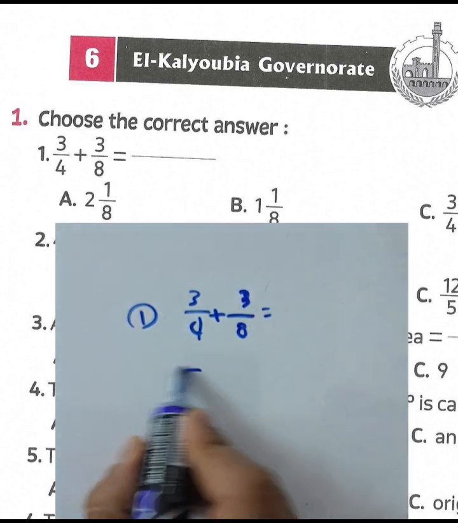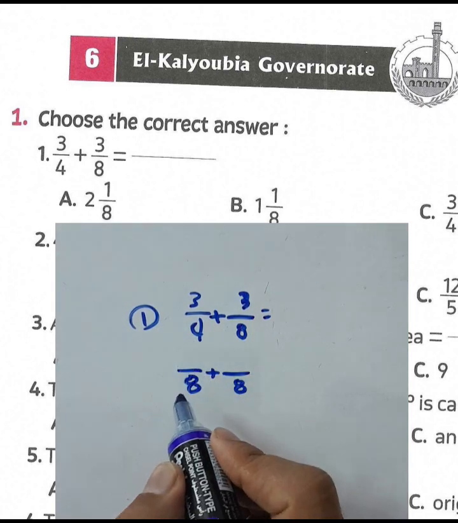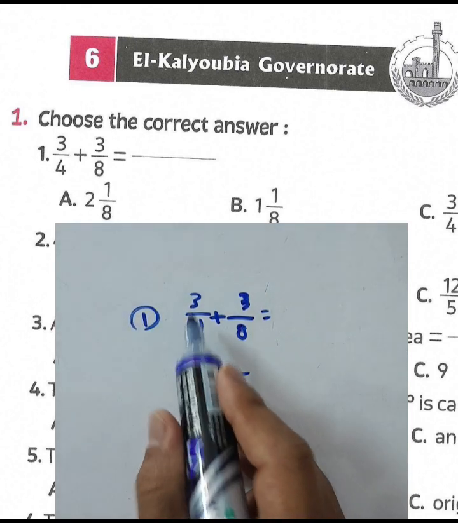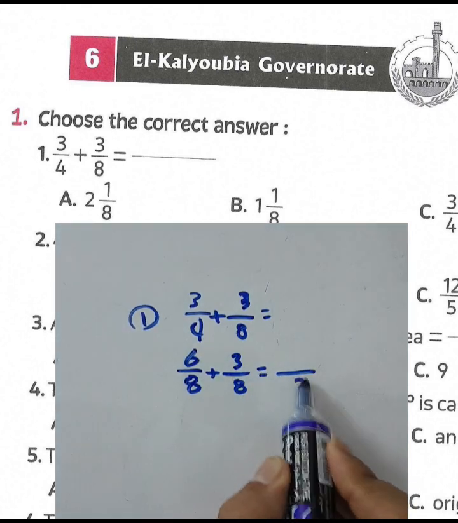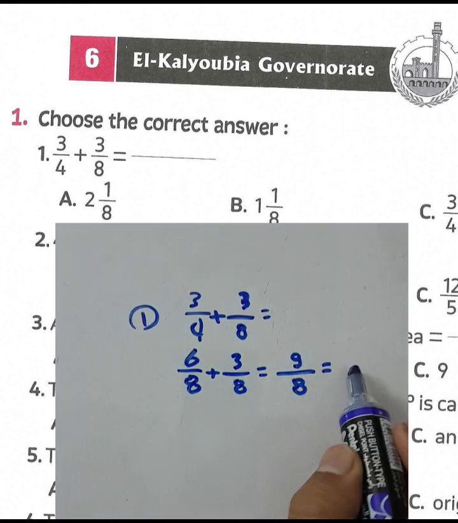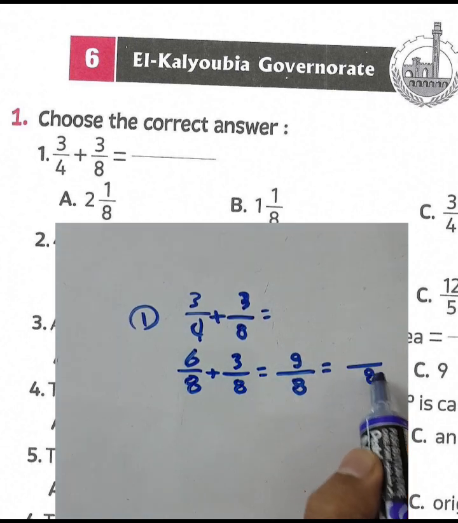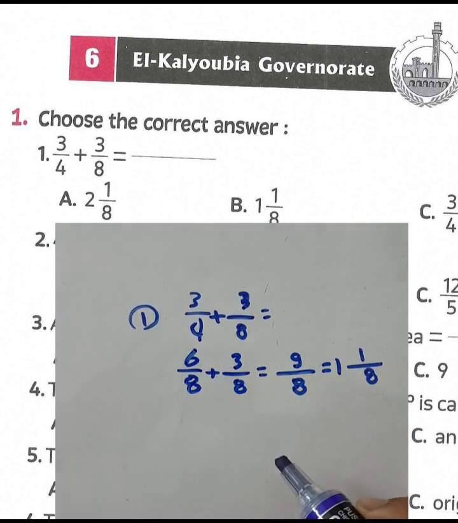We can write the least common multiple of the two denominators, which equals 8, because 8 can be divided by 4. 2 times 4 equals 8 and 2 times 3 equals 6. And we have here 8 in the denominator. 6 plus 3 equals 9. 9 over 8, we can convert from improper to mixed number. Write 8 in the denominator. 9 divided by 8 equals 1 and the remainder 1. Then the result will be 1 and 1 over 8.